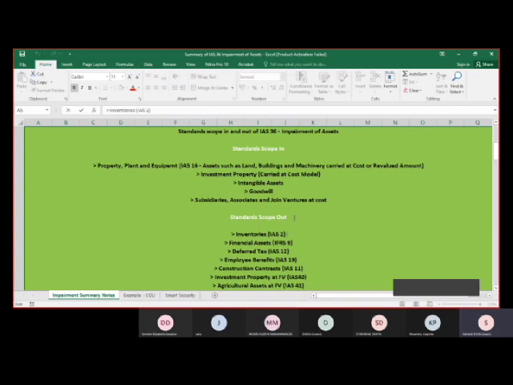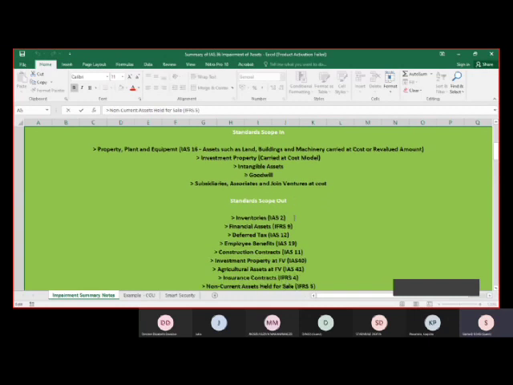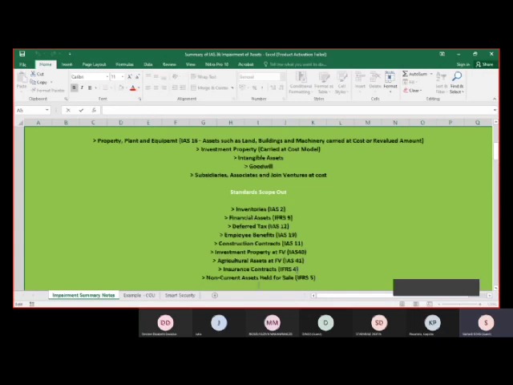Standards that are scoped out, meaning that when you do impairment, you wouldn't consider items within those standards as falling within IAS 36, are: inventories, IAS 2; financial assets, IFRS 9; deferred tax, IAS 12; employee benefits, IAS 19; construction contracts, IAS 11; investment property at fair value, as I mentioned earlier; agricultural assets at fair value; insurance contracts; and non-current assets held for sale.